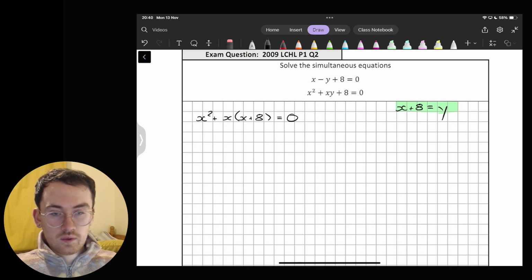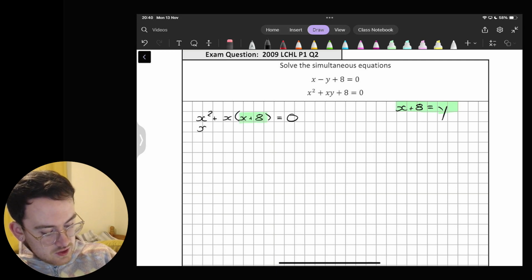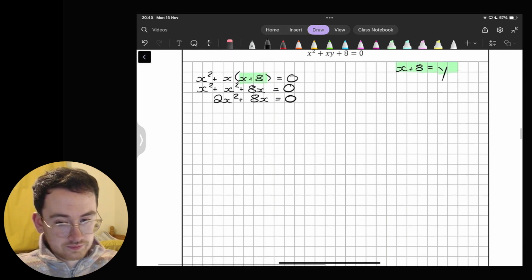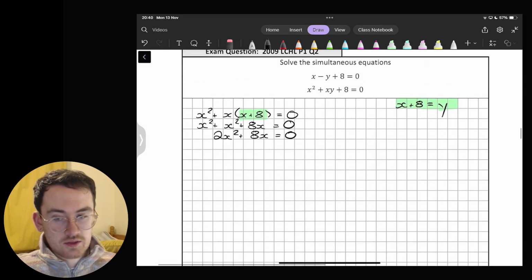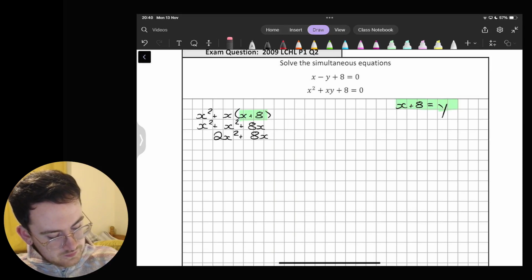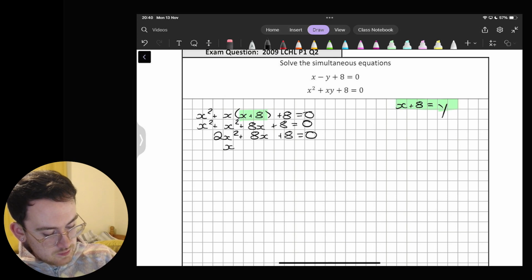Okay, nice straightforward looking one here, to be quite honest. Let's mark that in for ourselves. x squared plus 8x equals 0. So we get 2x squared plus 8x equals 0. Okay, 2x squared plus 8x. Sorry, there's a plus 8 at the end there, the end of my question. Better not forget it. There we go. That looks a bit more like something we'll actually have to do.